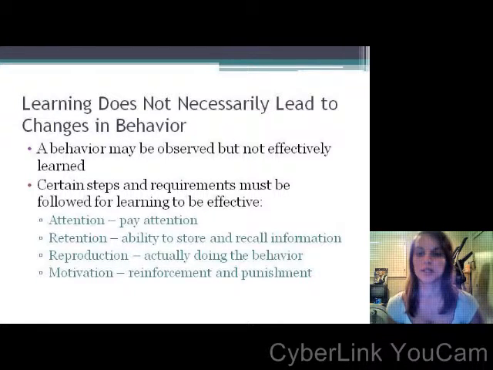Next is reproduction, which is actually performing the behavior. And finally is motivation, which is the likelihood of doing the behavior. Reinforcement increases the likelihood of the behavior, and punishment decreases the likelihood of the behavior.